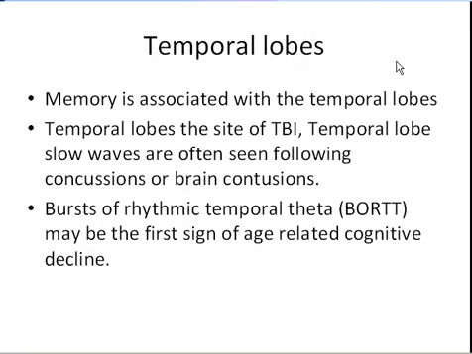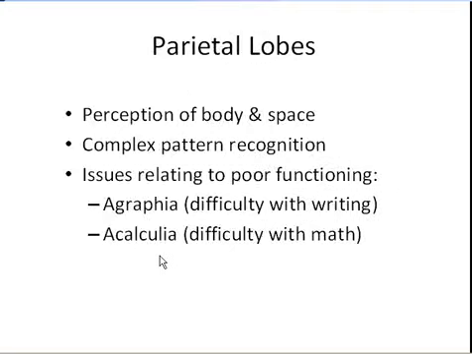The temporal lobes are often assisting us in making permanent memories along with the hippocampus, which is a deeper brain structure. Damage to the temporal lobes often occurs when there is traumatic brain injury, such as a car accident. EEG slowing, such as delta and theta, occurs. Bursts of rhythmic temporal theta often occur when there is age-related cognitive decline.